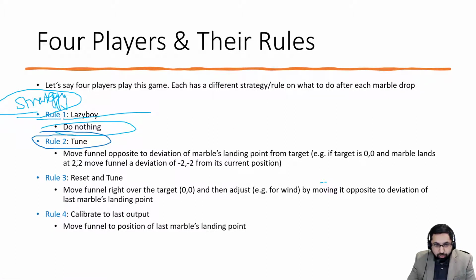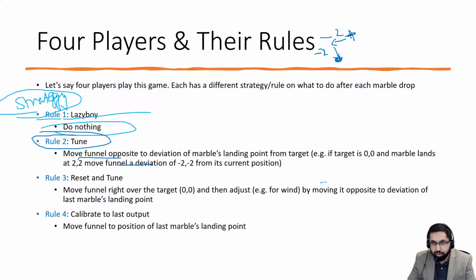So it tries to adjust the funnel based on the deviation of the marble, right? If this is the target and the marble falls to the left 2 units, so -2, and then below -2 here, so the marble landed here, right? And this was the target, right? What you do is you move your funnel in the opposite direction.